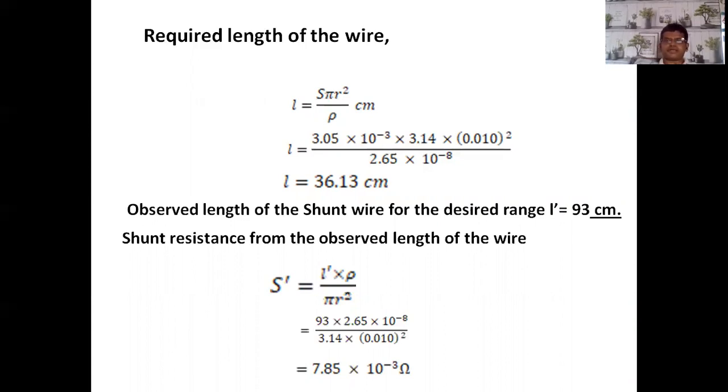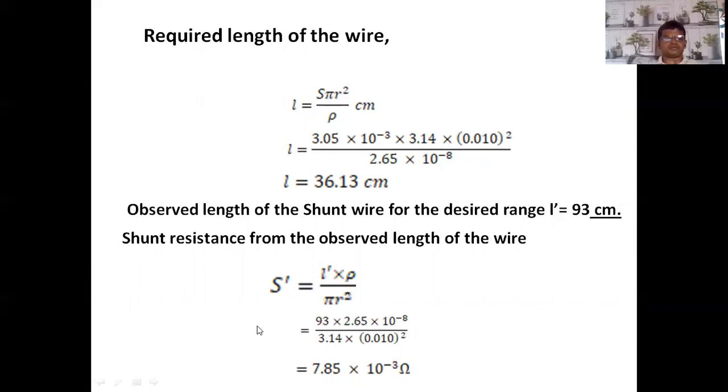After that we perform the practical and find the length. As per the live demo I did last year, I have written here the length of the shunt wire for the desired range, which is equal to 93 centimeter. After we observe, we find the shunt again, because here we compare the mathematical and the practical. So again the equation: shunt from the observed length is equal to L dash multiplied by density by pi R square.